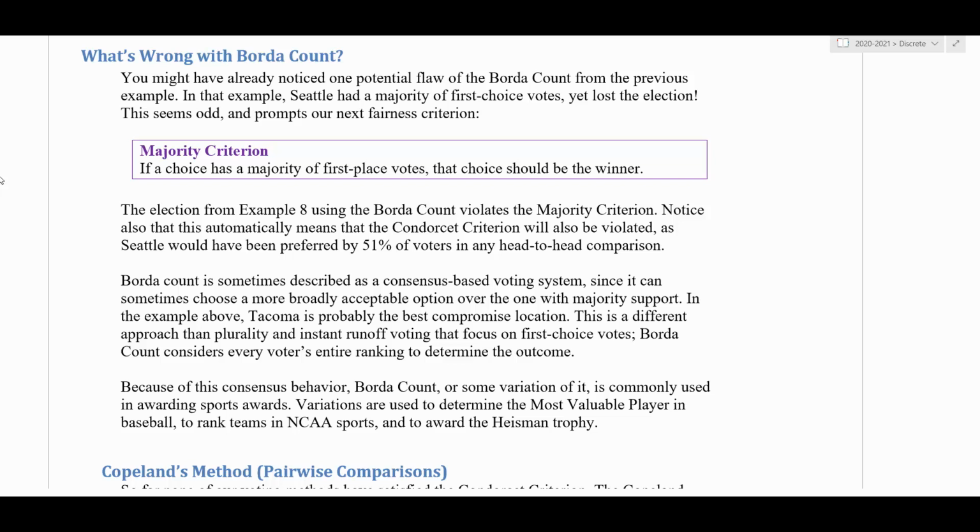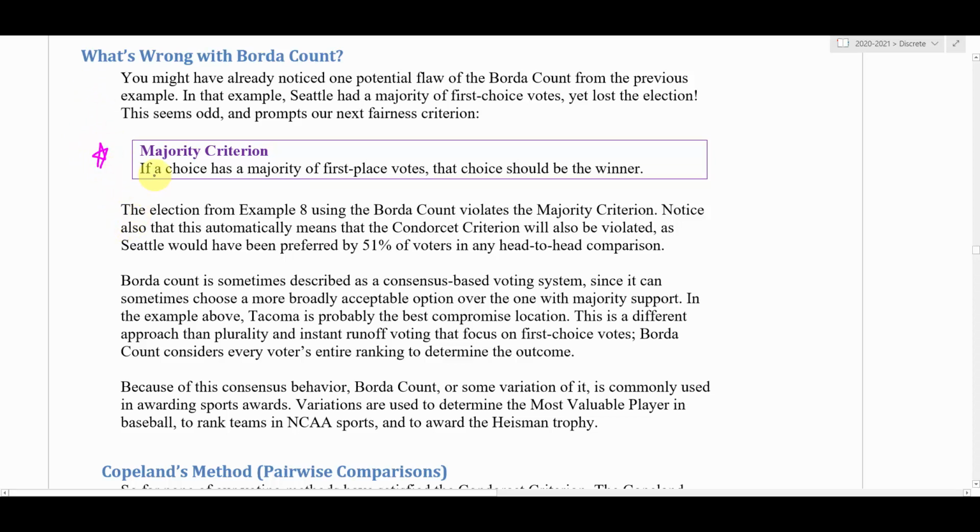It seems to be pretty fair. It gives way to some of the candidates who don't necessarily get first place, and it also prevents your more objectionable candidates from winning a vote. Well, it violates one of the fairness criteria, and this is a new fairness criterion that you need to know about here, the majority criterion.